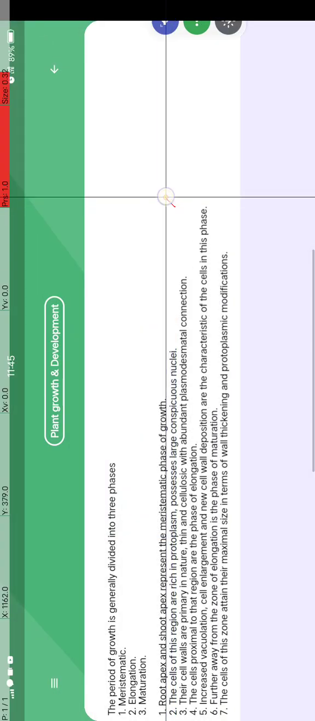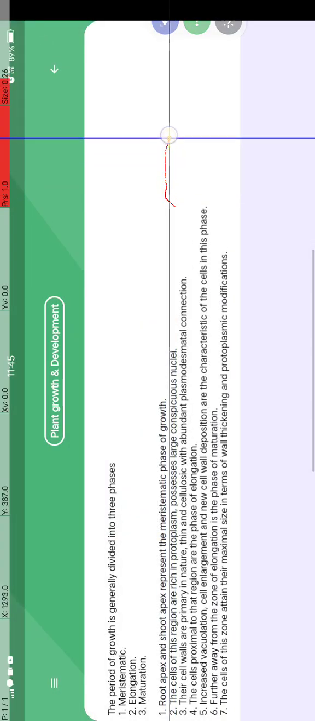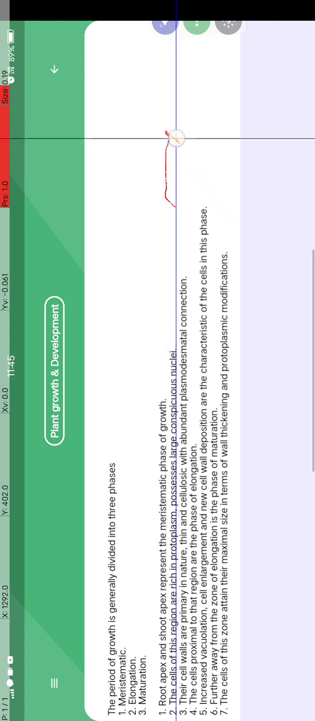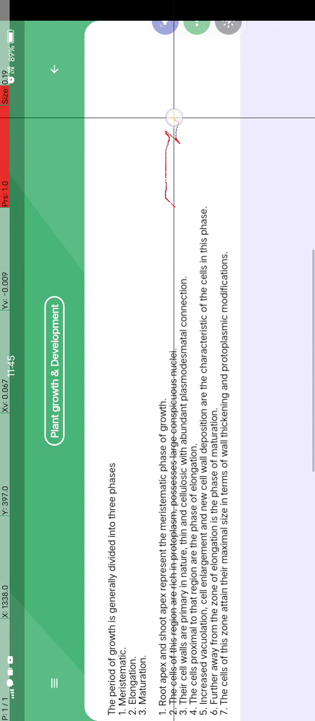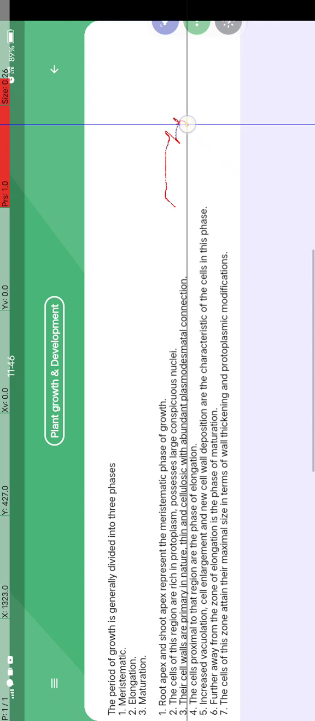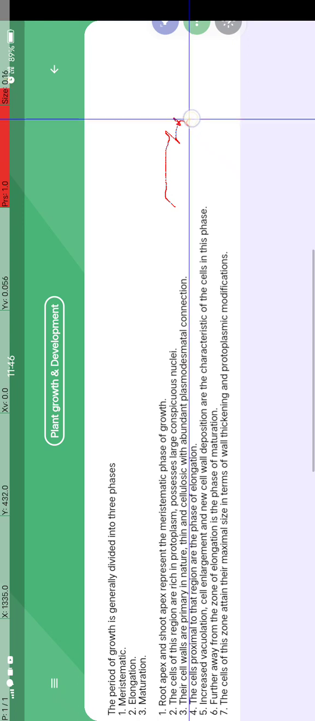Now it's done. उसके बाद root apex and shoot apex represent the meristematic phase of growth and the cells of the region are rich in protoplasm and possess large conspicuous nuclei. Their cell walls are primary in nature, thin and cellulosic, with abundant plasmodesmatal connections.